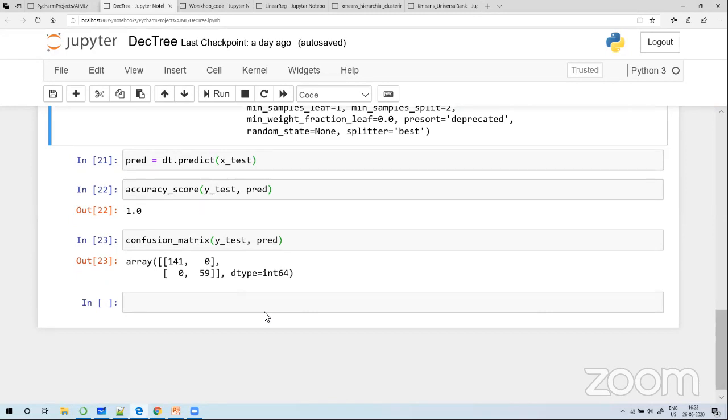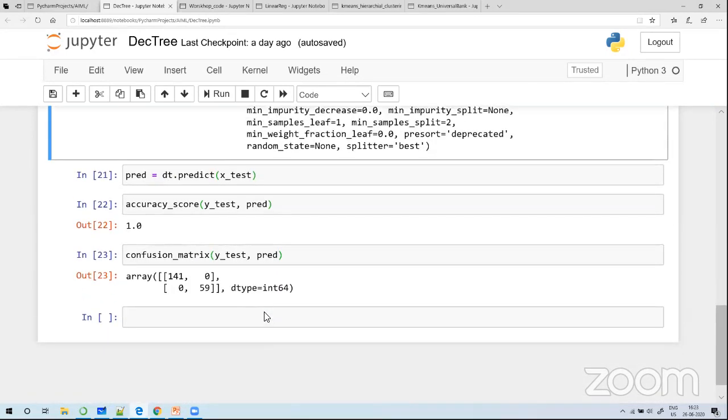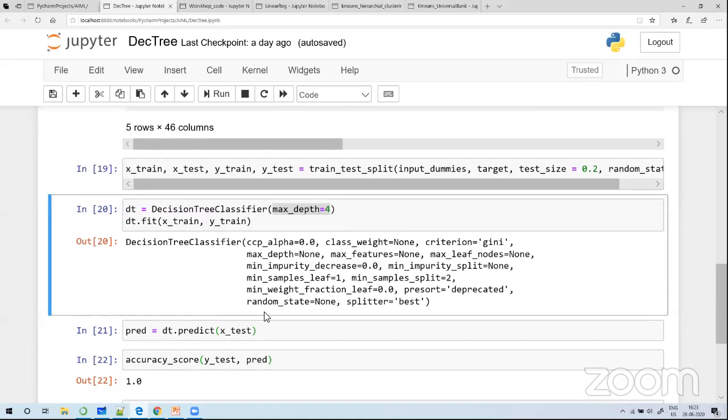Okay, so that's all we have on the decision tree. Let me check if there are any questions. Then we can move on to the next topic.